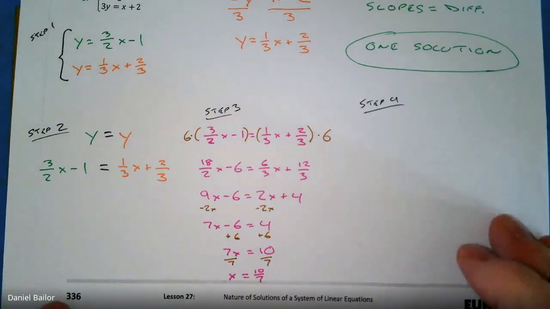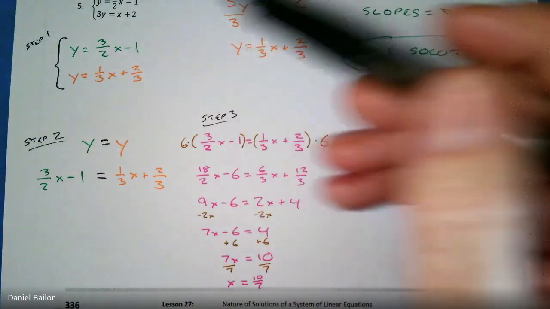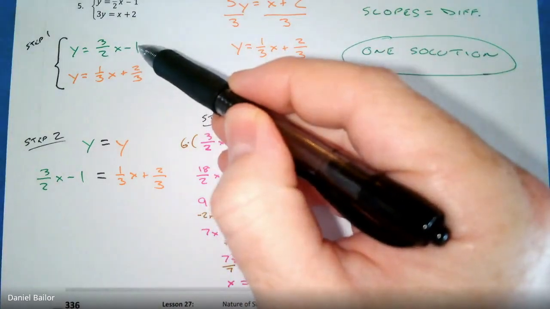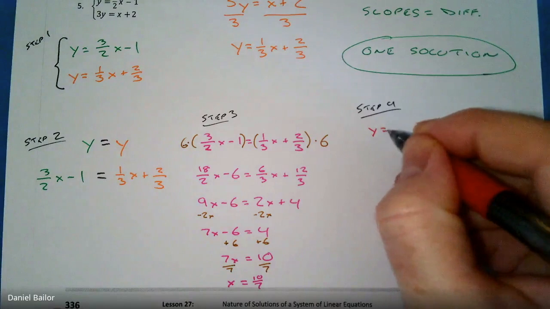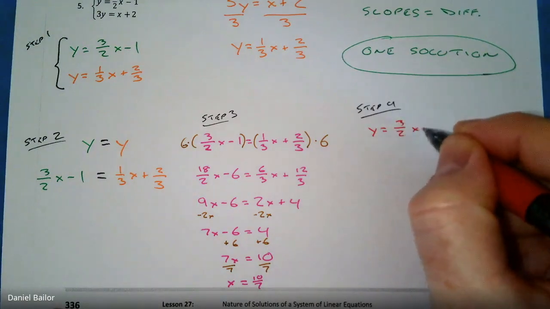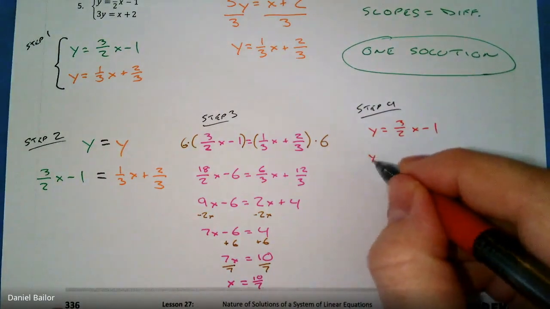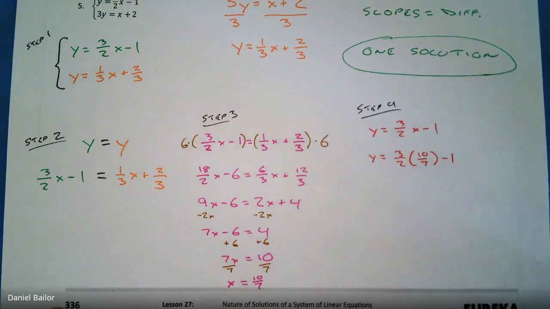Now, step 4, I take my x and I put it into one of my equations right here. I put it into one of these. Now, which one? It really doesn't matter. I'm probably going to pick the one where I just do minus 1 because I think minus 1 is easier than plus 2/3. So let's do it that way. Let's take y equals 3/2x minus 1, and x is going to be 10 sevenths. So I get y equals 3/2 times 10/7 minus 1.